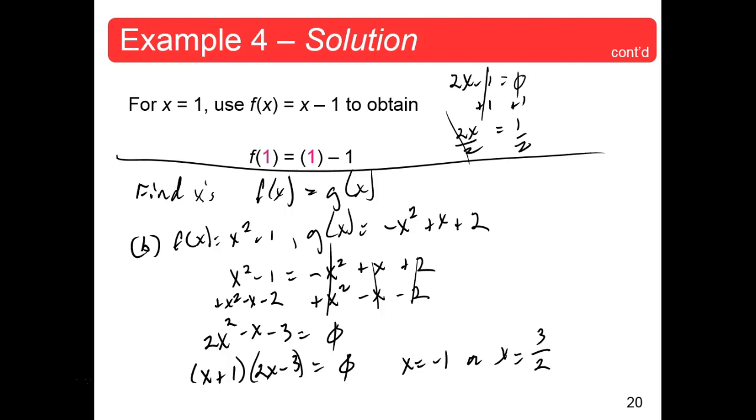2x minus 3 equals 0. Add 3 to both sides. That's 2x equals 3. Divide by 2, x equals 3/2. And now what you've been waiting for, checking it, right?